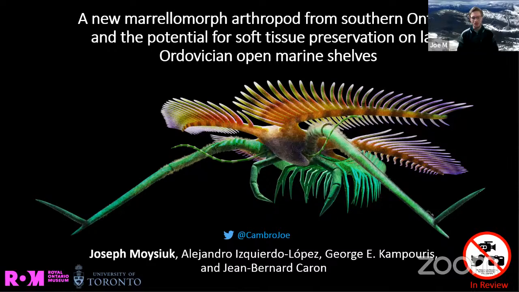My name is Joe Moisiak, and I'm a PhD candidate at the University of Toronto and the Royal Ontario Museum. And for those of you who know me already, you may be surprised to see that today I am not presenting on the Burgess Shale, but instead on some interesting new instances of soft tissue preservation that we found in the Ordovician of southern Ontario.